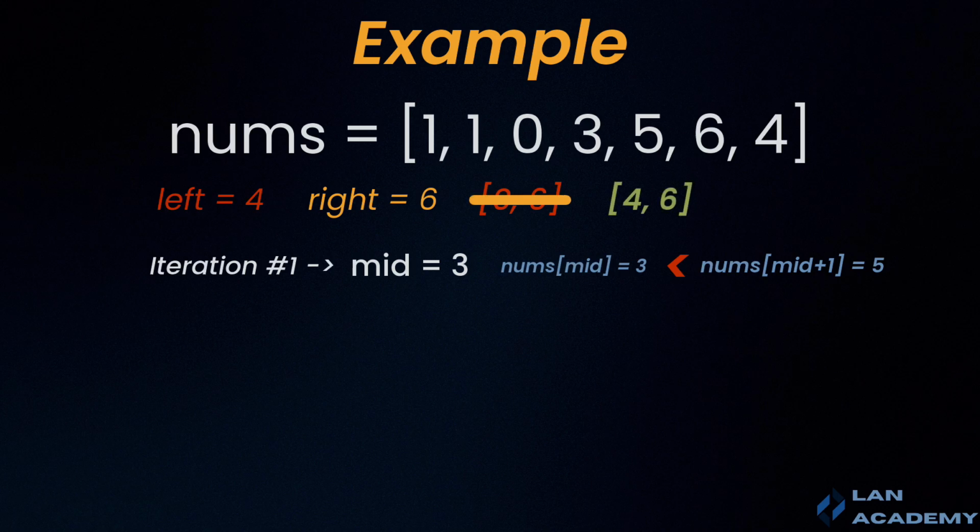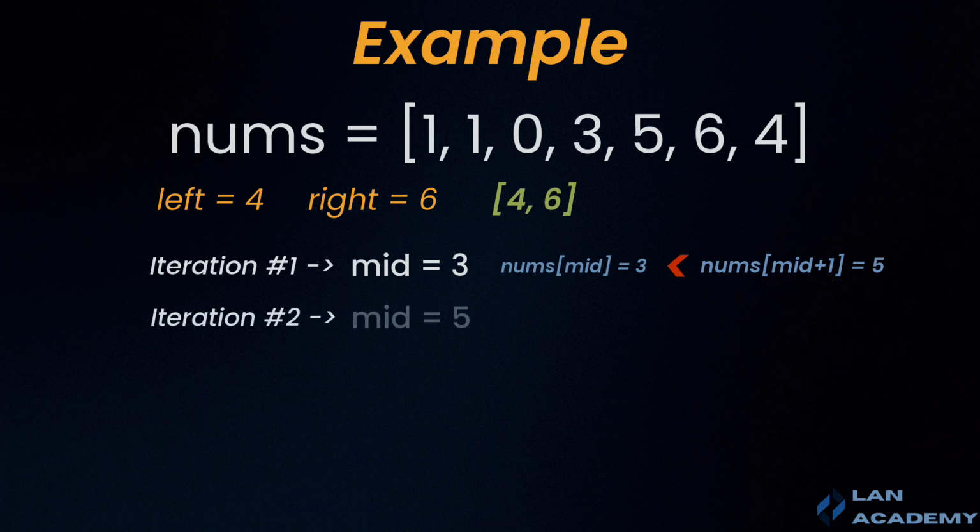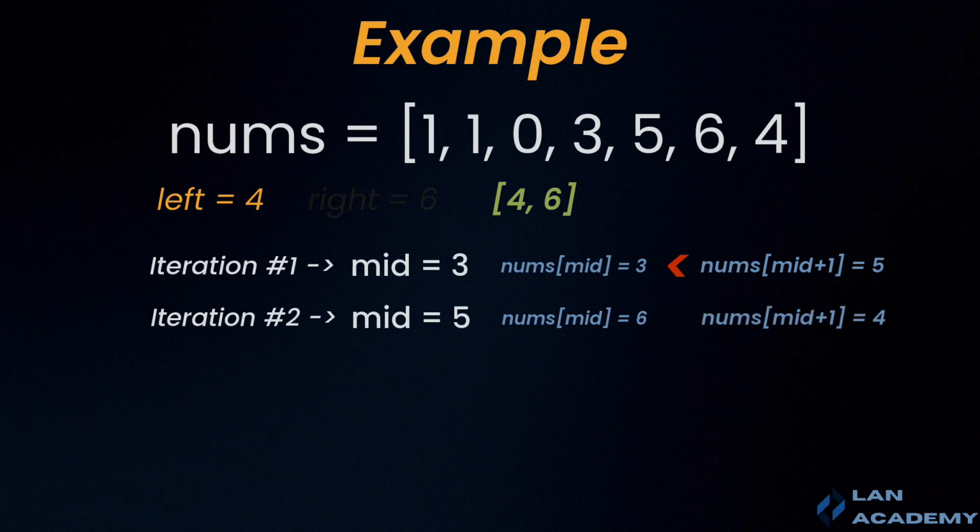Since 3 is not greater than 5, we move the left boundary to mid plus 1, making the new search range 4 to 6. In the second iteration, we calculate mid as 5 and compare nums[mid], which is 6, with nums[mid plus 1], which is 4. This time, 6 is greater than 4, so we move the right boundary to mid, making the new search range 4 to 5.